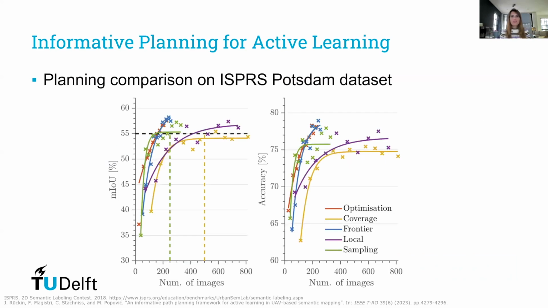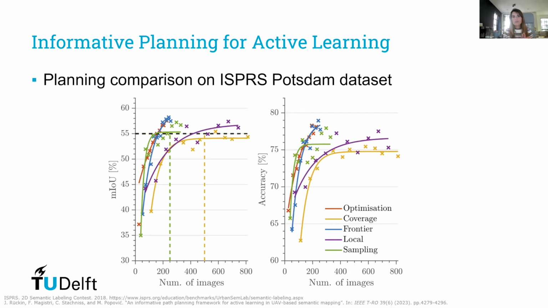So here's some examples of how different planning algorithms in our framework compare against each other. First of all, how do we interpret these complicated looking curves? It's quite simple. On the x-axis, we have the number of images that the human should label. And on the y-axis, we have network performance.